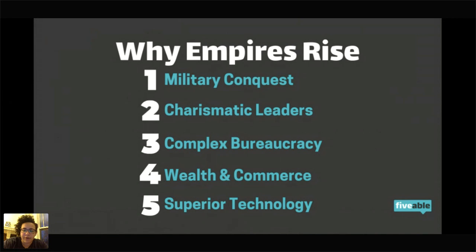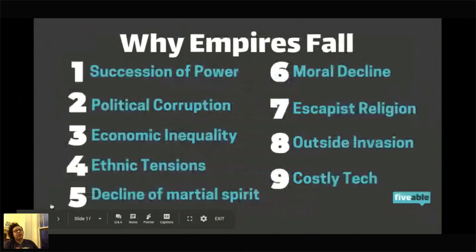So these are your 5 reasons. And then I'm going to show you 9 reasons why empires fall. I'm not going to cut through all of these. Honestly, take a screenshot of these or we'll tweet this out as well. So if you follow us at ThinkFiveable, we'll tweet out this infographic because this is a really good thing to remember.